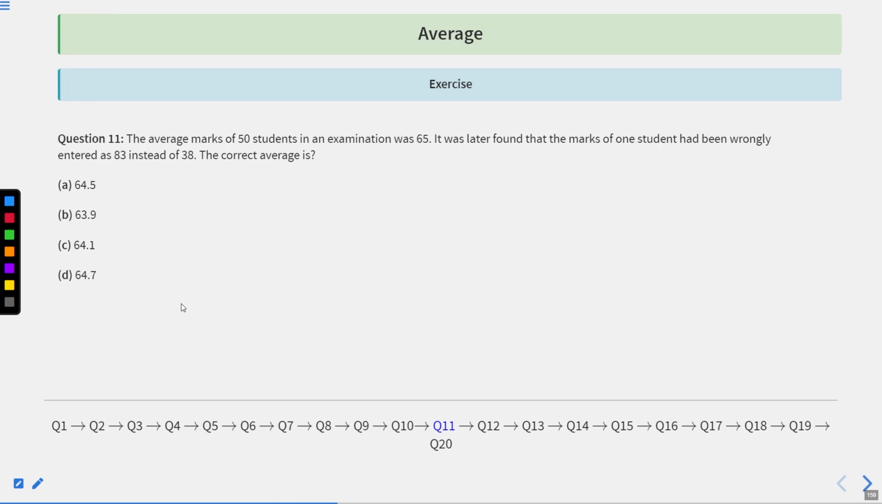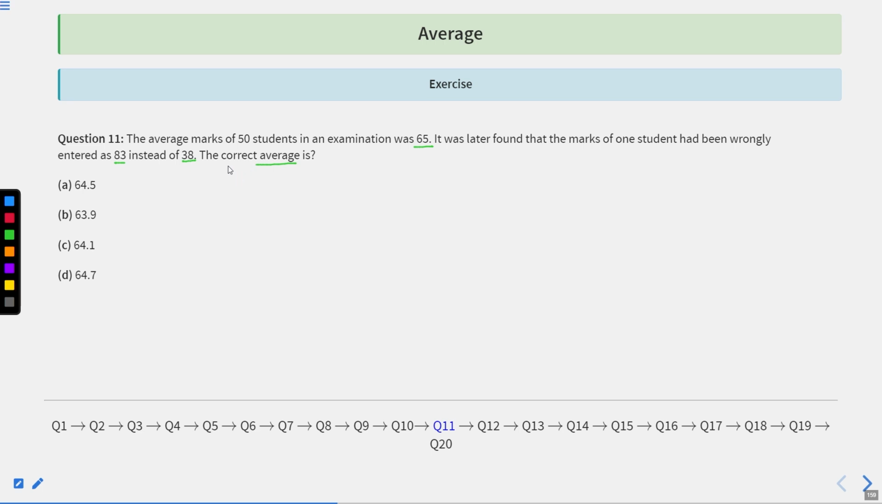Let us move ahead to question number 11. In this question, the average marks of 50 students in an examination was 65. So there are 50 students that appeared for an examination, and after the marks were obtained, we calculated the average of those 50 students. It turned out to be 65. It was later found that the marks of one student had been wrongly entered as 83 instead of 38, so definitely it's going to affect the average. So what is the correct average?